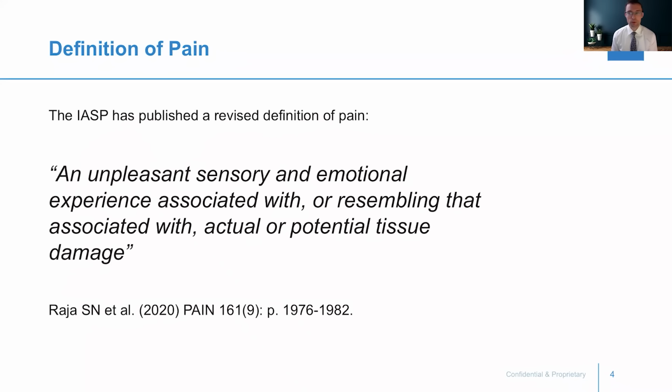So to start with, what is pain? Recently, the International Association for the Study of Pain has published a revised definition of pain. Pain is an unpleasant sensory and emotional experience associated with or resembling that associated with actual or potential tissue damage. And one thing to notice about this definition is that pain is really a subjective experience of a person.